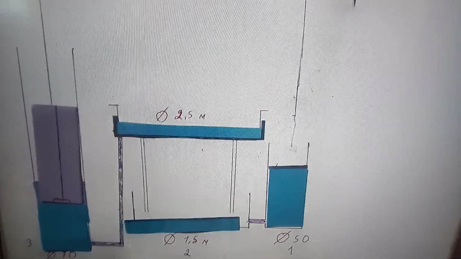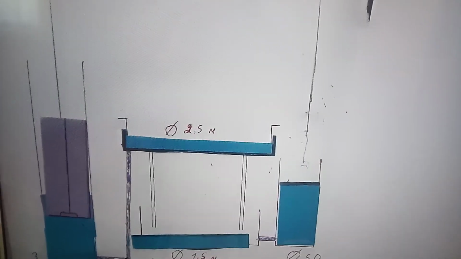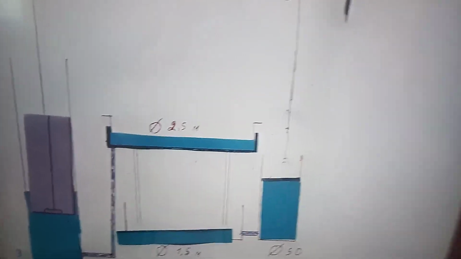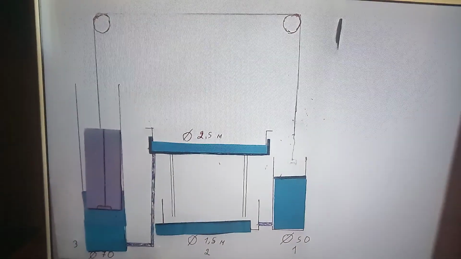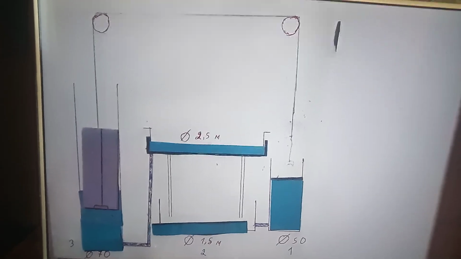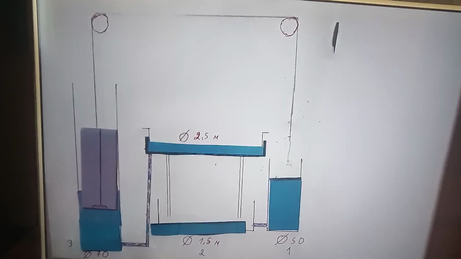My installation is created around the Pascal hydraulic machine. If someone is not familiar with the work of a hydraulic machine, just type its name in the search and see the principle of its operation.